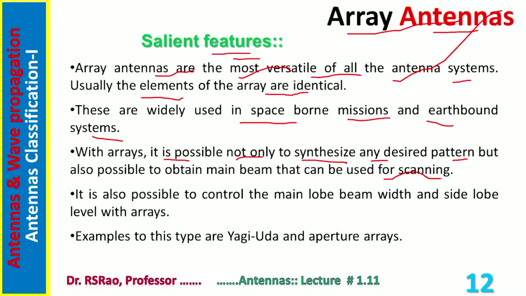Beam is moved, used to scan the space electronically with the help of arrays. It is considered to be the biggest advantage, especially in case of radar systems. It is also possible to control the main lobe beam width and side lobe levels with the arrays. Examples of this type are Yagi-Uda, aperture arrays, etc.